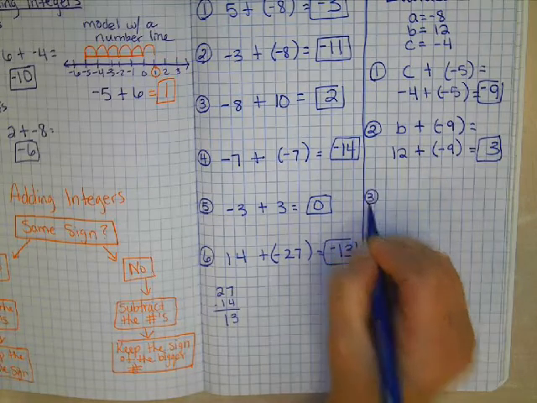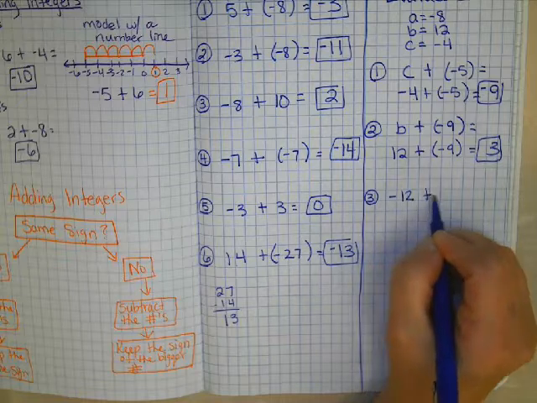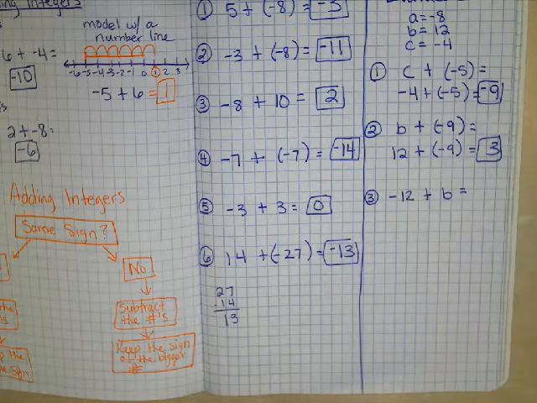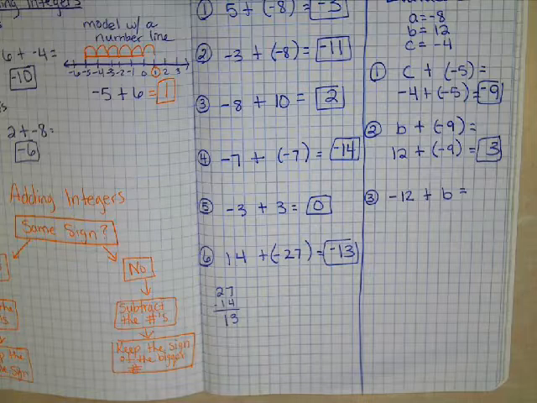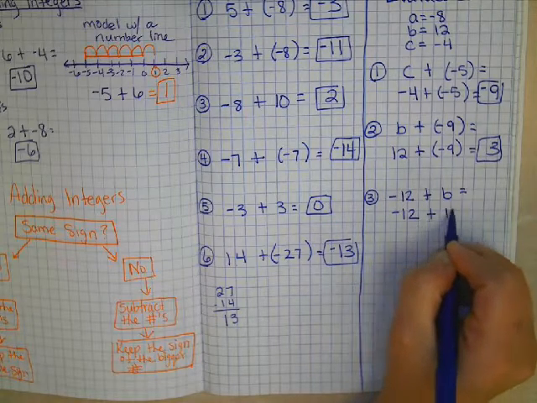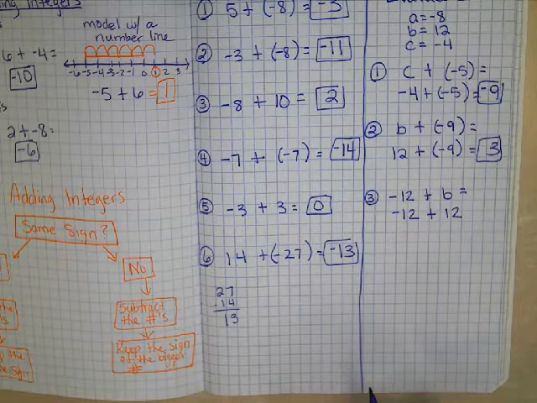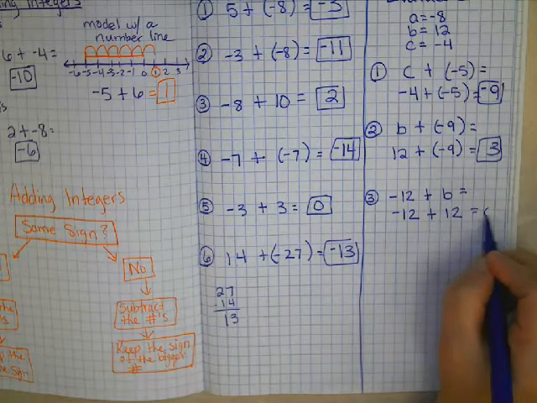Number 3. Negative 12 plus B. Pause the video to solve this problem. So when you plug in, that's negative 12 plus 12. My signs are different, so I subtract to get 0.